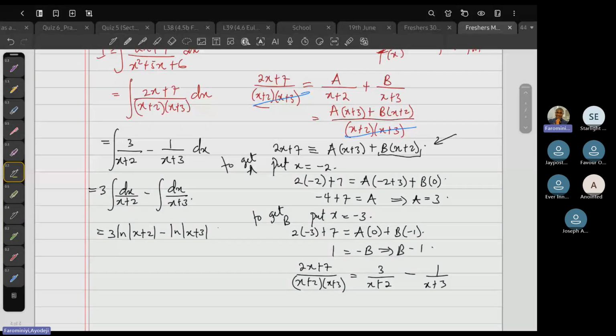plus C. This is basically the answer, but if you want to move a step forward, this is exactly equal to natural log of (x plus 2) cubed over (x plus 3). I'm just applying the laws of logarithm. Nothing serious there. Is that clear?